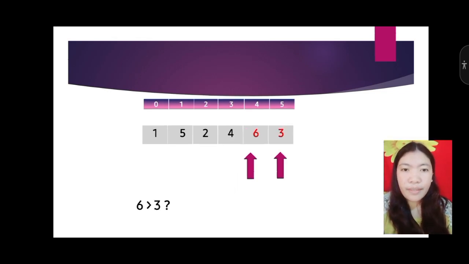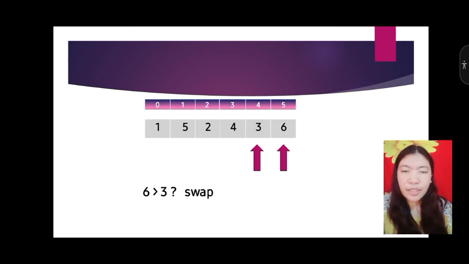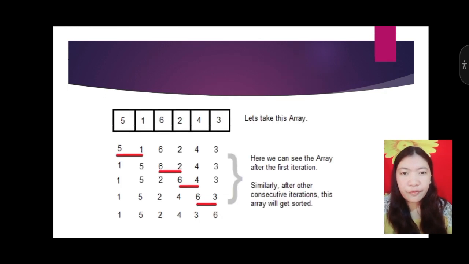Now, we compare 6 to 3. Is 6 greater than 3? Yes. So swap the 2 items: 3 moves to the left and the 6 moves to the right. Here we can see the array after the first iteration. Similarly, after other consecutive iterations, this array will get sorted.